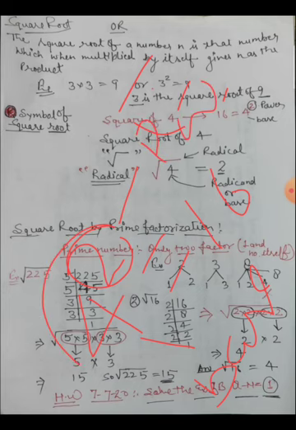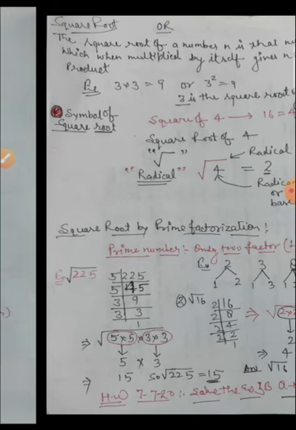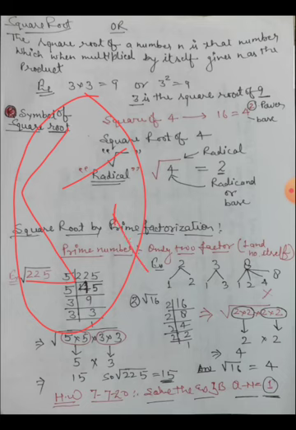Look here, what is the question doing? The square of 4 is 16. So 16 is the square number of 4. And then the square root of 4, how can we write the square root? We have a symbol. This is the symbol of the square root, and this symbol is known as the radical.